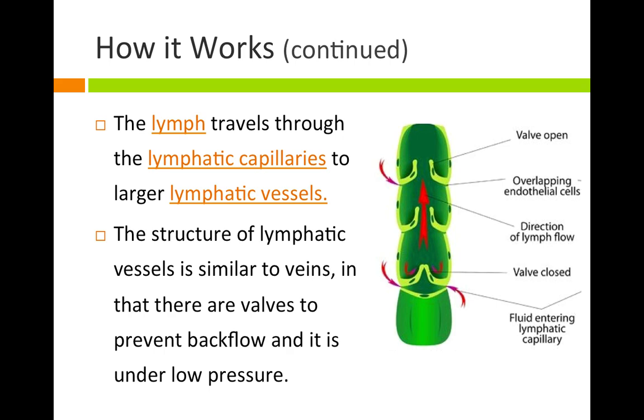So, similar to veins, you want one-way flow. And so you have these valves. So when the lymph comes through, the valves are going to shut behind it so that it keeps going in one direction, in this case, upward.